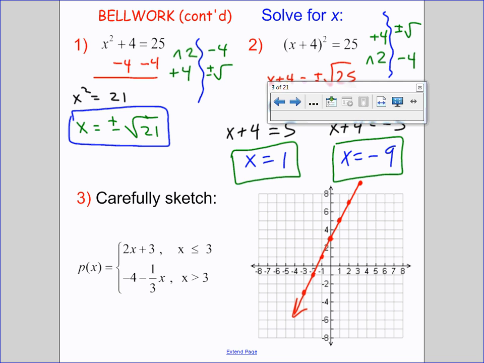Now, a different function gives the right piece. When I'm to the right of 3, but not including, then I'll do the blue function. The blue function has y-intercept -4 and rate of change down 1 over 3. Down 1 over 3. However, because it was a strict inequality, I know that I have an open circle there.